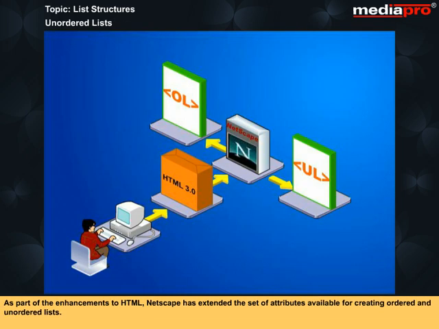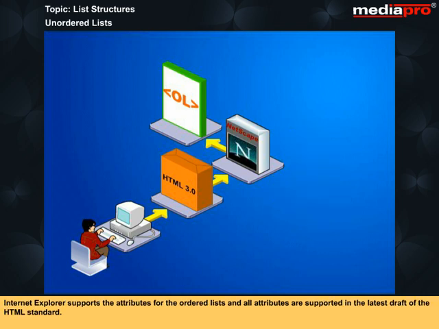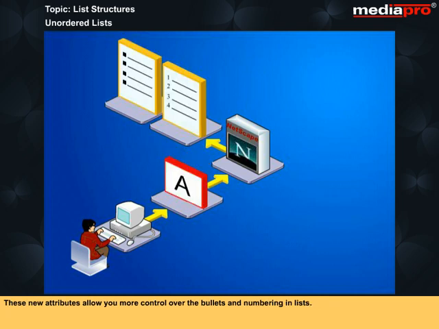As part of the enhancements to HTML, Netscape has extended the set of attributes available for creating ordered and unordered lists. Internet Explorer supports the attributes for the ordered lists, and all attributes are supported in the latest draft of the HTML standard. These new attributes allow you more control over the bullets and numbering in lists.